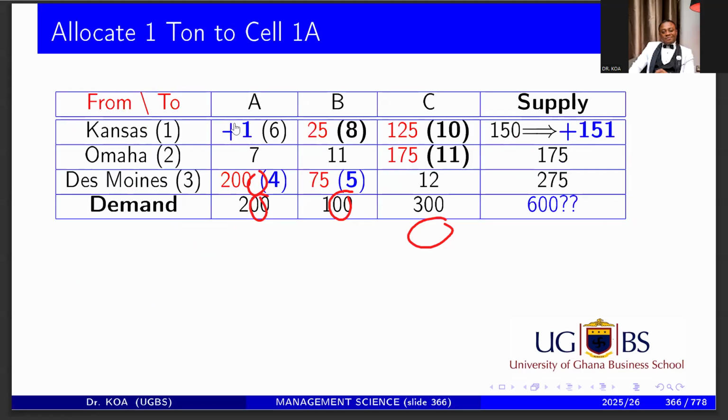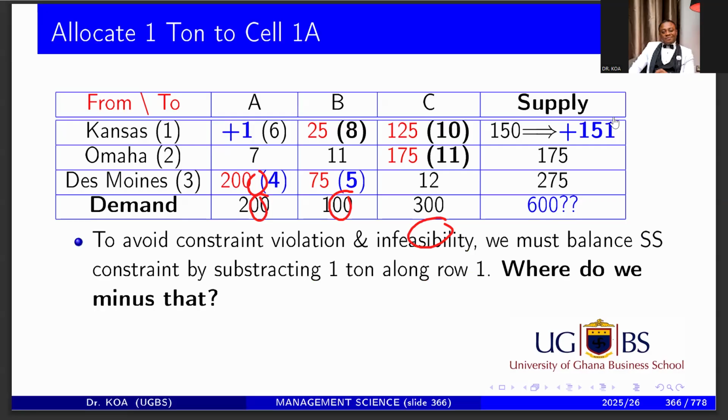We add 1 ton to them. Because the thing is that it's going to give us a lower total cost. So it's better to supply there. That's what it means. It's better to supply there. So we give it a +1. Once you give it a +1, you increase the total supply. Once you increase the total supply, you got to find a way to bring that total supply down, to balance it.